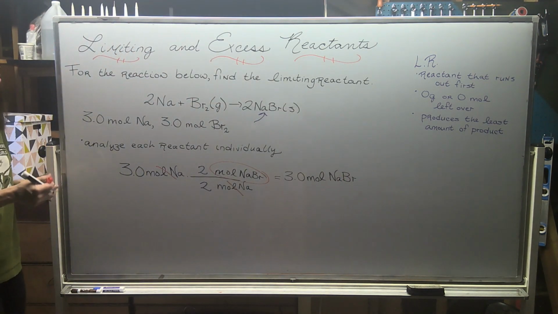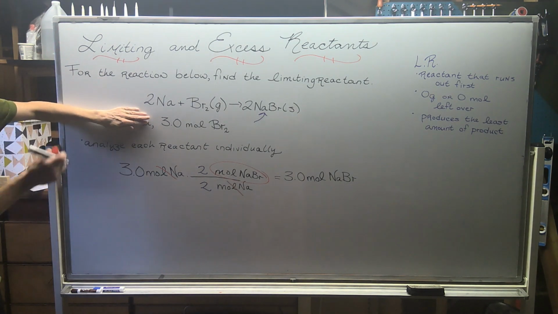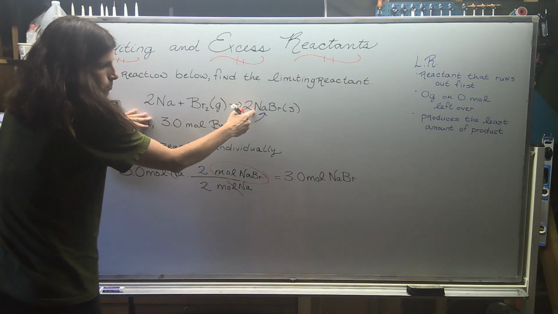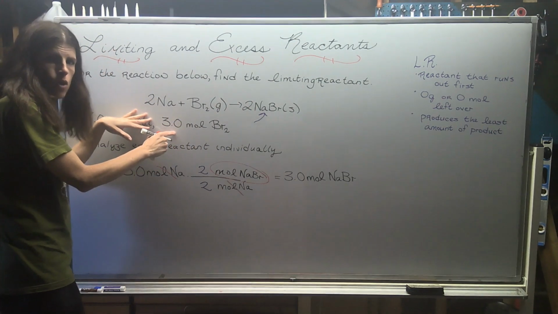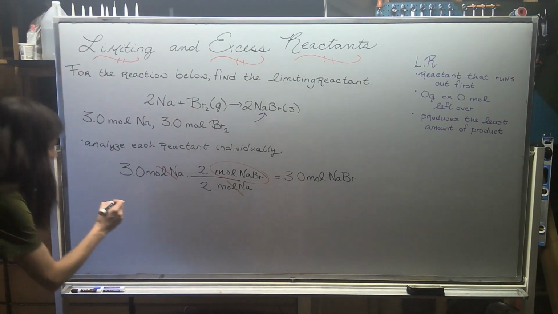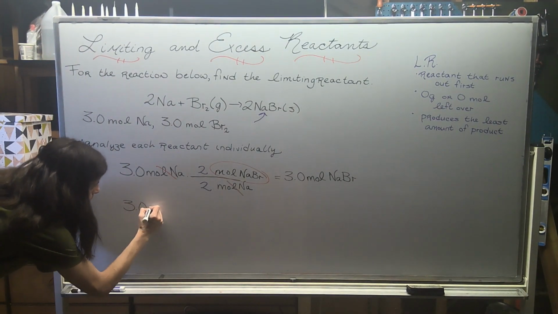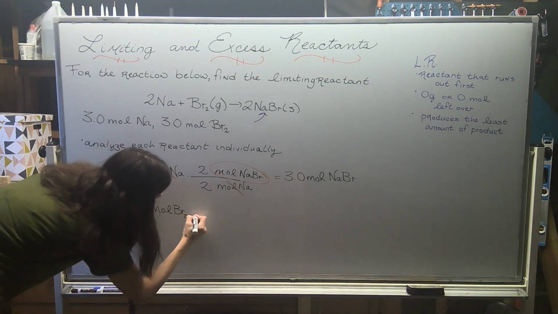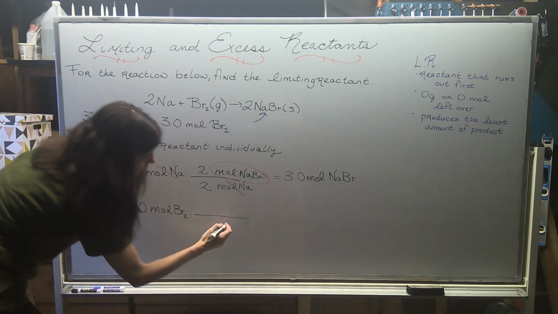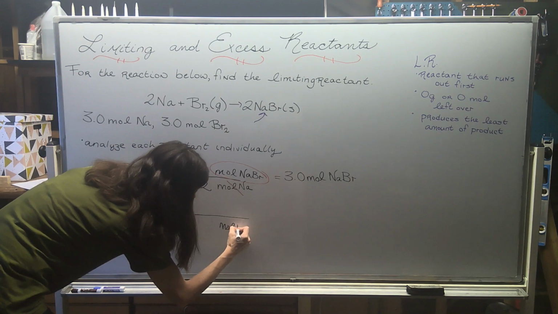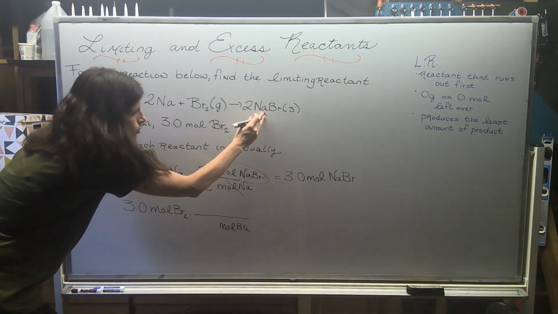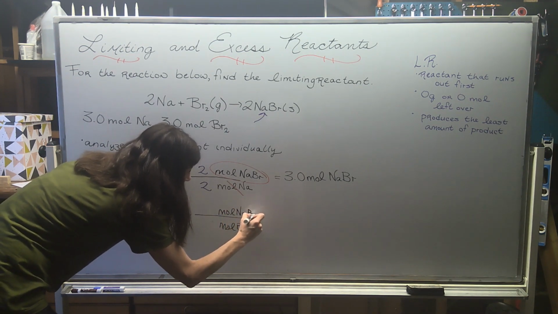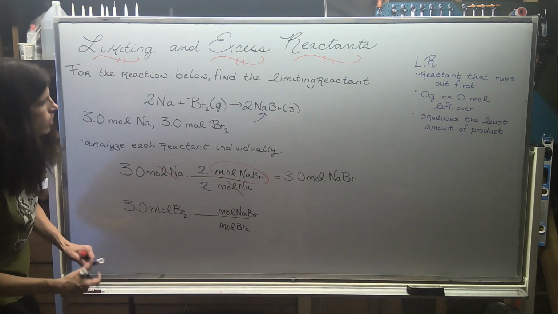Step 2 is going to look super similar, except now we're going to ignore the sodium. And the question we need to ask ourselves is, how much sodium bromide can we produce from just the 3 moles of diatomic bromine? Start with what they gave us. Think about what we're trying to get rid of. We're interested in that. Grab those mole-to-mole conversion factors.